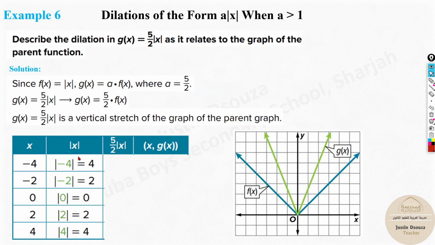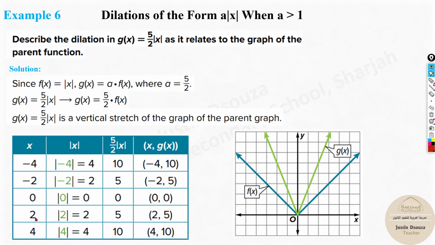Or you can use the table method. We have done this before. For the table method, take values less than 0, greater than 0, because it's modulus, right? Both values, less and greater. Then you need to substitute this over here. Directly you can do this. You don't need to do this step over here. Directly you can do this.